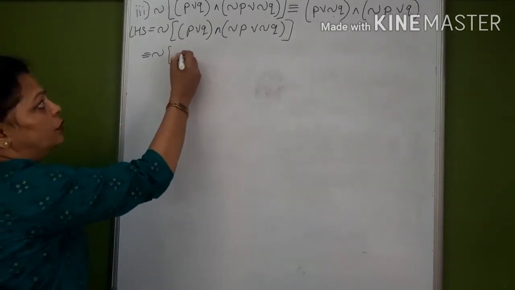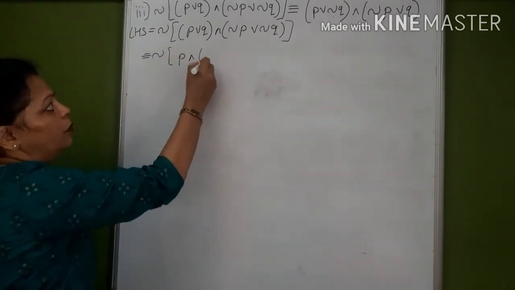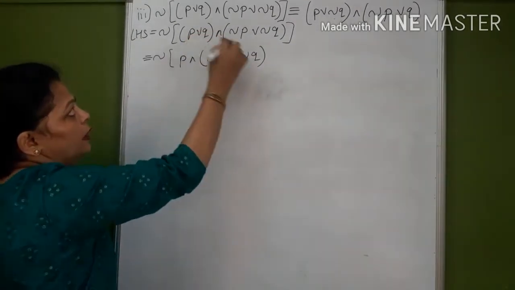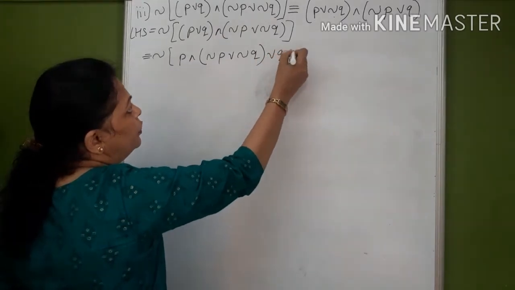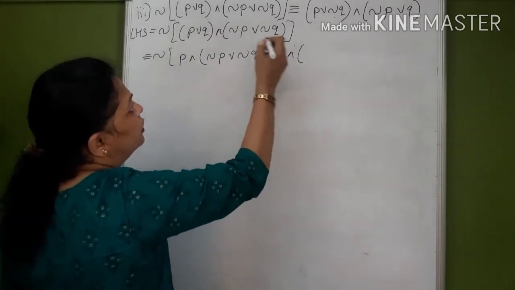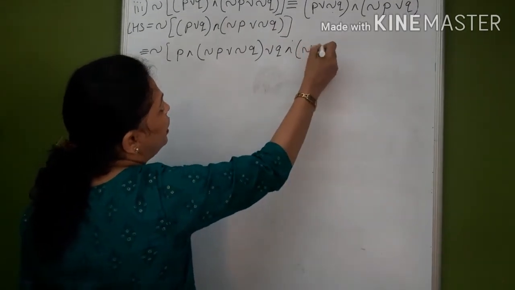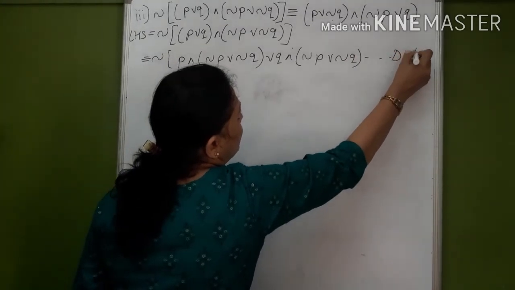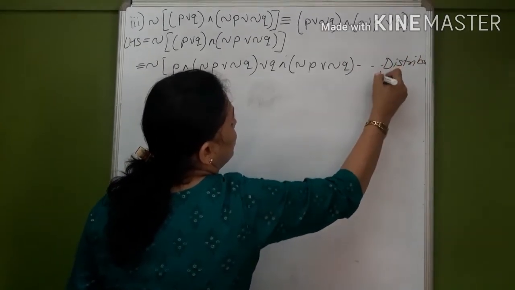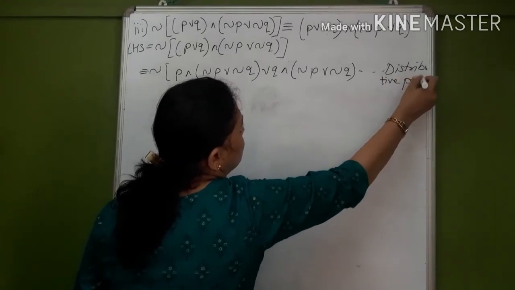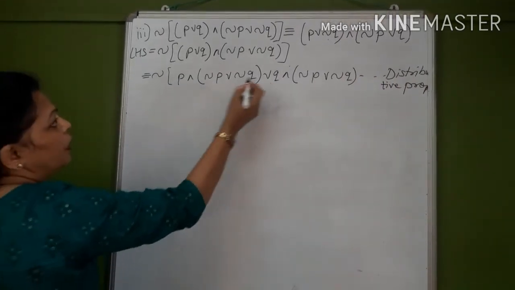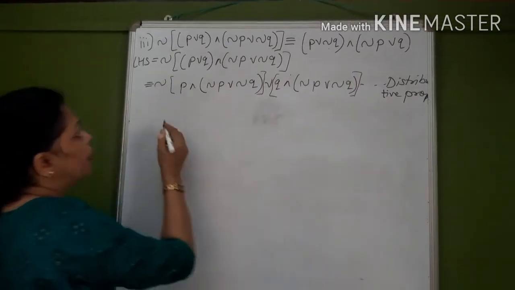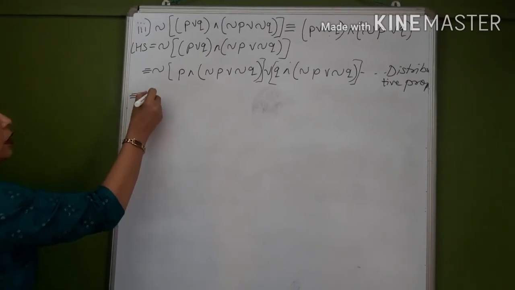So A into, that is P into bracket negation P or negation Q, then this sign, or Q and negation P or negation Q. Distributive property. Fine. So here you can put one bracket and this is another bracket. So we get, is equivalent to.